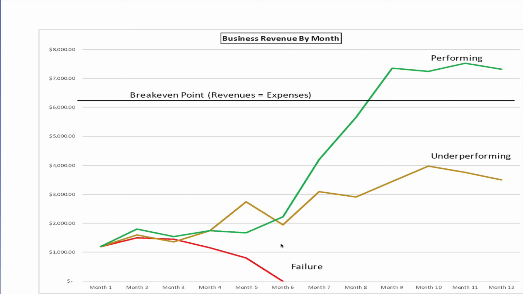So this is one of the most critical things, I think, to understand about road testing your business idea: that you can actually change the fate of your business. You can actually create a business that's performing from a business that might be initially underperforming or might even be ready to fail out of the gate. And that, I think, is one of the most important benefits from this entire course.